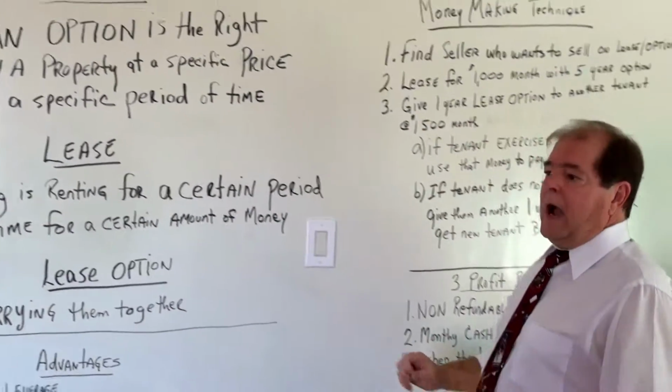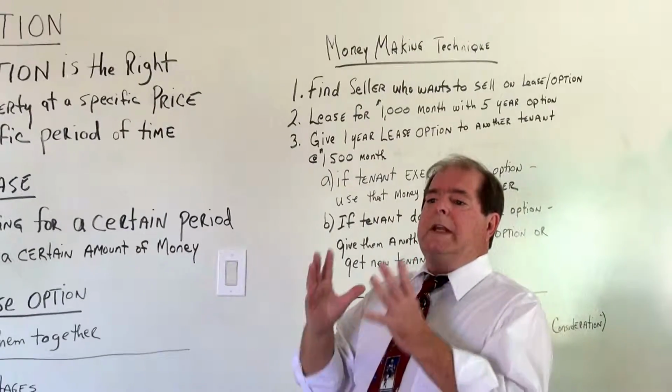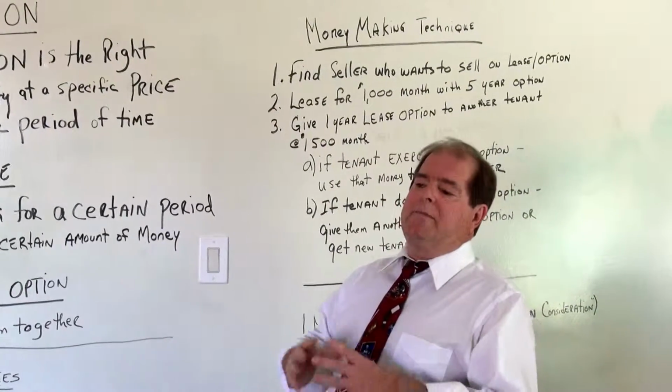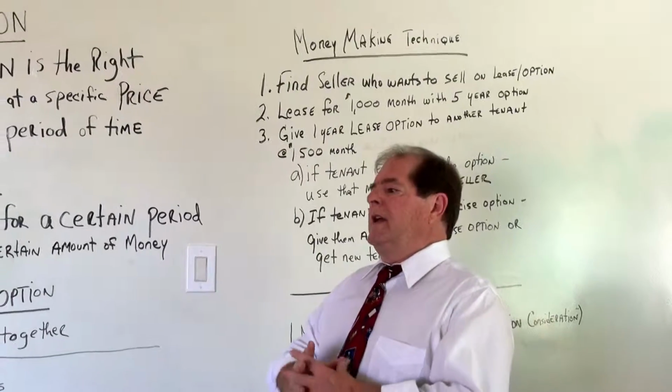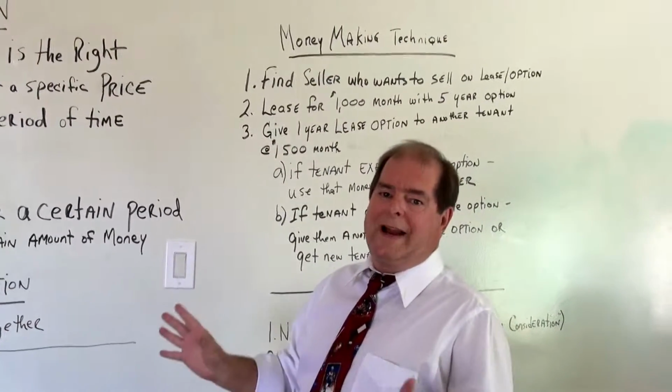Okay, now how do you make money off a lease option? There's two things you can do. If you lease the property and you just want to live in it and you want to buy it in the future, but you have bad credit, or you don't have a down payment or whatever it is, this gives you time to get it together. Clean up your credit, get a down payment, whatever.